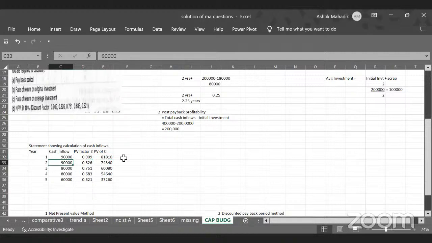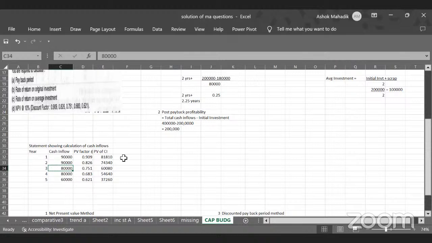Okay, in year two we have an inflow of 90,000, but in reality the inflow is only 74,000. In the third year you have a cash inflow of 80,000, but in reality its worth is only 60,000. So these three modern techniques use the discounting factor, that is the inflation factor. Decisions taken by these methods are more accurate than the traditional methods.